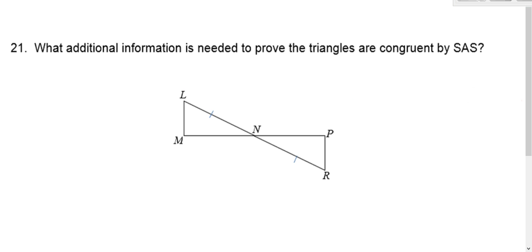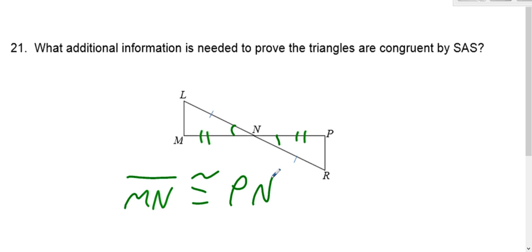What additional information do we need to prove the triangles are congruent by side, angle, side? So we have some congruent sides already that are marked. We have vertical angles, which are now marked. We need one more thing for side, angle, side. So we look at one triangle, the one on the left here. We have a side and an angle. We need the other side so that the angle is between. So we need MN congruent to the other side, so the angle is between, so that would be congruent to PN. Then we have 2 sides and the angle in between for side, angle, side.